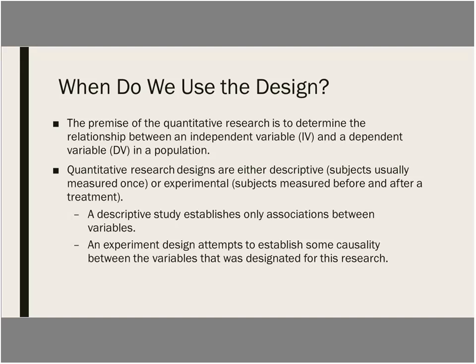And then a descriptive study just looks at what's the association between the variables. You're looking at X and Y, what's the relationship? And that's basically what it is. An experimental design attempts to say what's the causality between the variables that were designed for the research. So when you're doing experimental design, the objective is, okay, what's the causality? In other words, what causes what? And that's what we're going to be interested in, what variable causes what?